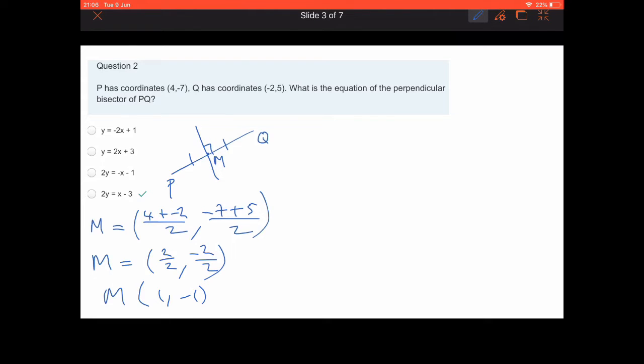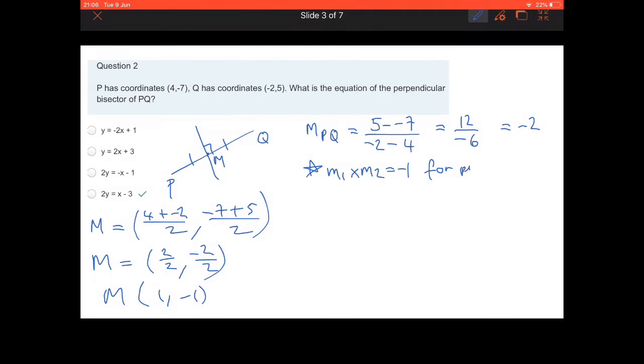Now we need the gradient of PQ so that we can find the gradient of the perpendicular bisector. So the gradient of PQ, just using the gradient formula, we're going to have 5 subtract -7 and -2 subtract 4. So that's going to give us 12 over -6, which is -2. Using the fact that m1 times m2 equals -1 for perpendicular lines, we can see that the gradient is going to be positive 1/2.